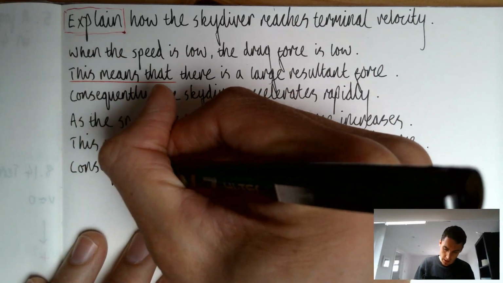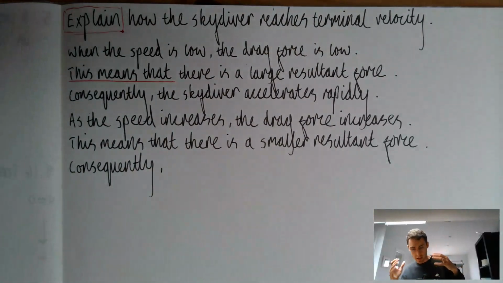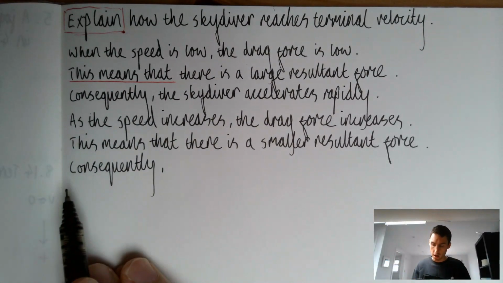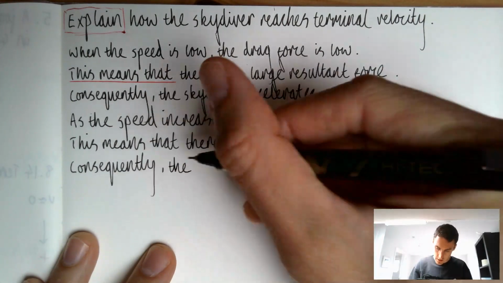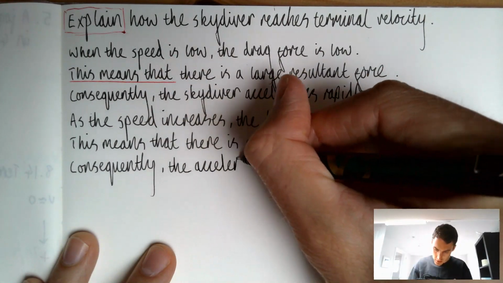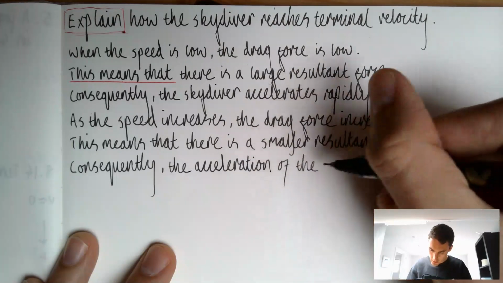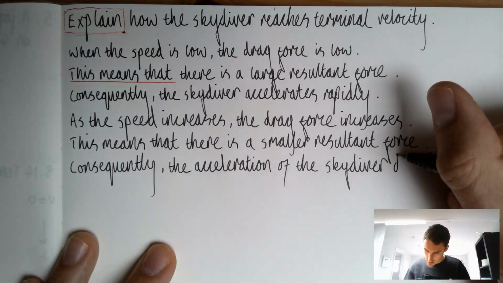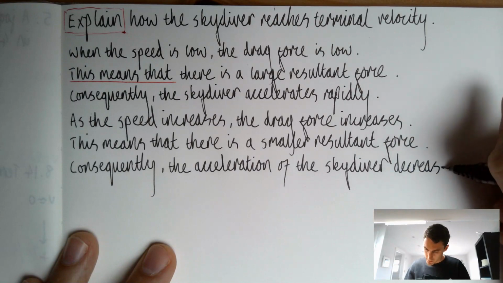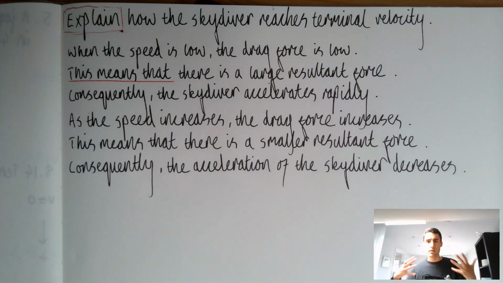So I'm going to write consequently. And again, that consistency there is going to help really scaffold students' thinking. Consequently, the acceleration of the skydiver decreases. Or you might want to say something like, just to avoid that misconception, the skydiver continues to accelerate but less rapidly than before.